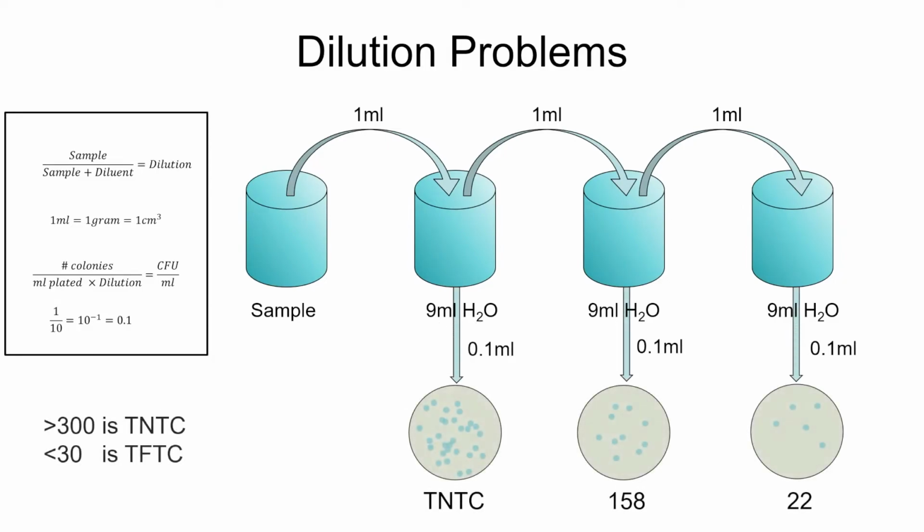From these, let's plate 0.1 mils from each tube. For our mix A, we had too many colonies. It's over 300, so we can't count it. We list it as too numerous to count. For mix B, we had 158 colonies, which is within the 30 to 300 range. Finally, in mix C, we had 22 colonies, and while we can count that, the number is too low to be statistically viable, so we consider this a too few to count plate, and we no longer use it. In this case, we will only use the 158 colony mix B plate.